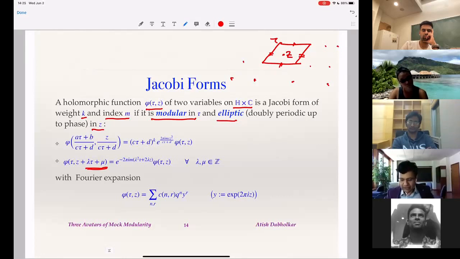And so it is invariant up to phases and some factors under the Jacobi group. The Jacobi group is basically the group composed of the modular group and the lattice translations in the z plane. And once again, it admits a Fourier expansion. Now the Fourier coefficient will depend on two integers, c(n,r) q to the n, y to the r, where y is like e to the 2 pi i z, in the same way q was e to the 2 pi i tau.